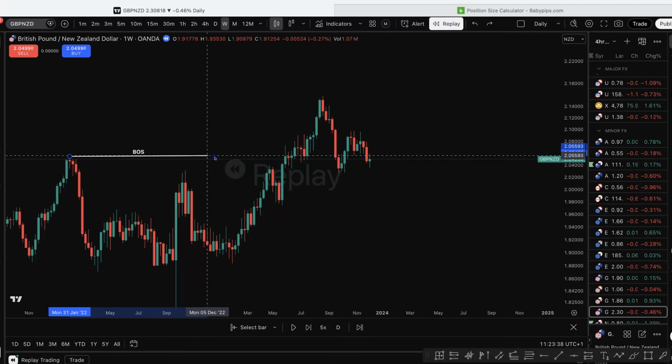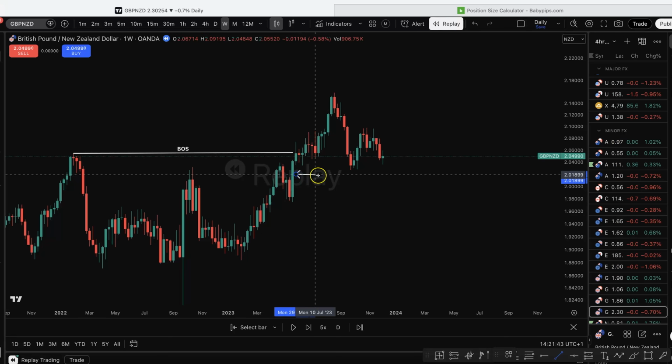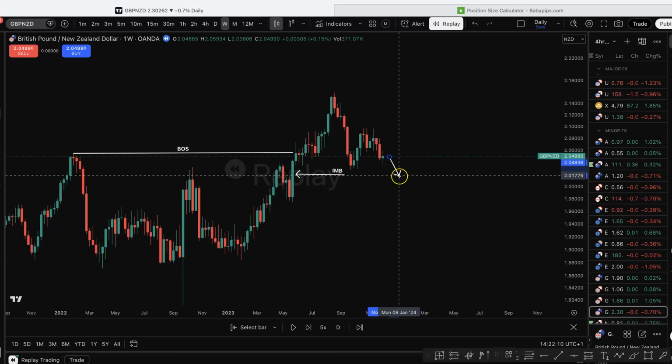To highlight just how similar the charts are, we're going to start on the weekly time frame. The first thing we can see is that the market has pushed into a higher high, so we have a break of structure just here. The second thing to note is that we have an imbalance here. An imbalance is an open price range. When we see this open in the charts, we basically expect these imbalances to be filled, right?